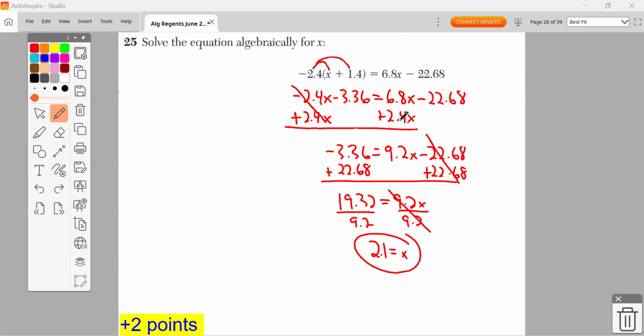Instead of doing the plus 2.4x, I could have added 3.36 to both sides. I could have subtracted 6.8 from both sides. I could have added 22.68 to both sides. You have your choice. I did it this way, so now I'm going to solve this two-step equation. Add 22.68 to both sides, divide by 9.2, and you get an answer of 2.1.